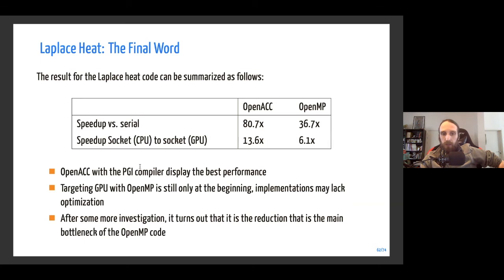OpenACC with the PGI compiler displays the best performance, but this is expected as this is a compiler created by NVIDIA, targeting NVIDIA hardware only, and of course, as they know the hardware better, most of the time they can generate more efficient code. But on the other hand, targeting GPU with OpenMP is quite recent. And this is only the beginning of the implementation, and this implementation may lack some optimization, but you can expect it to become better and better.